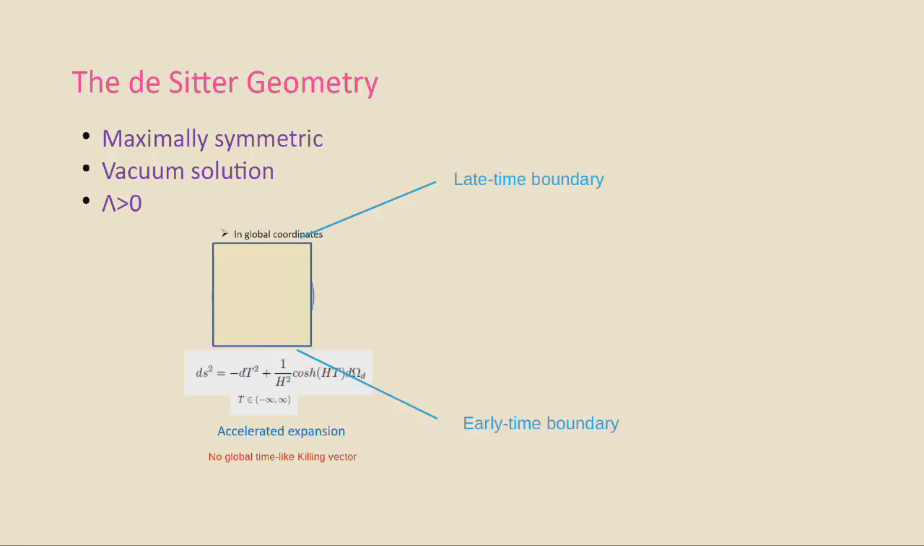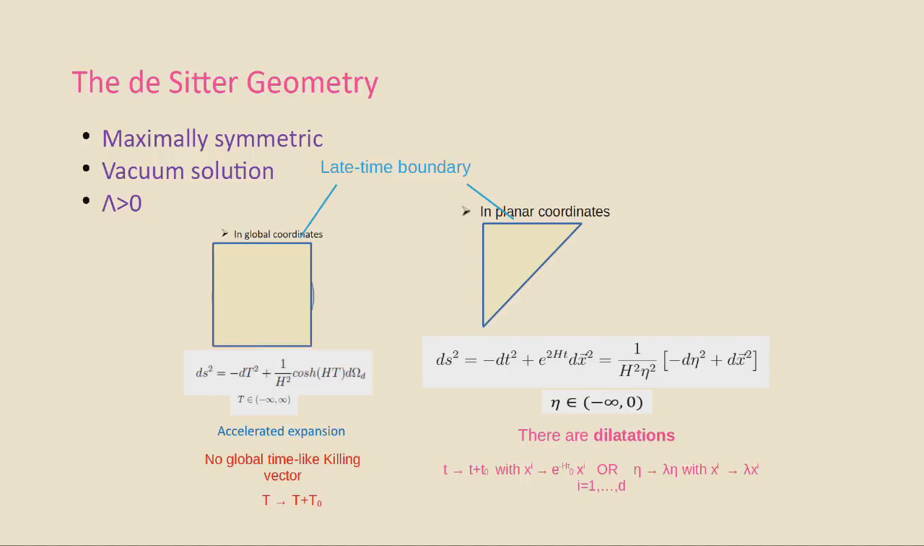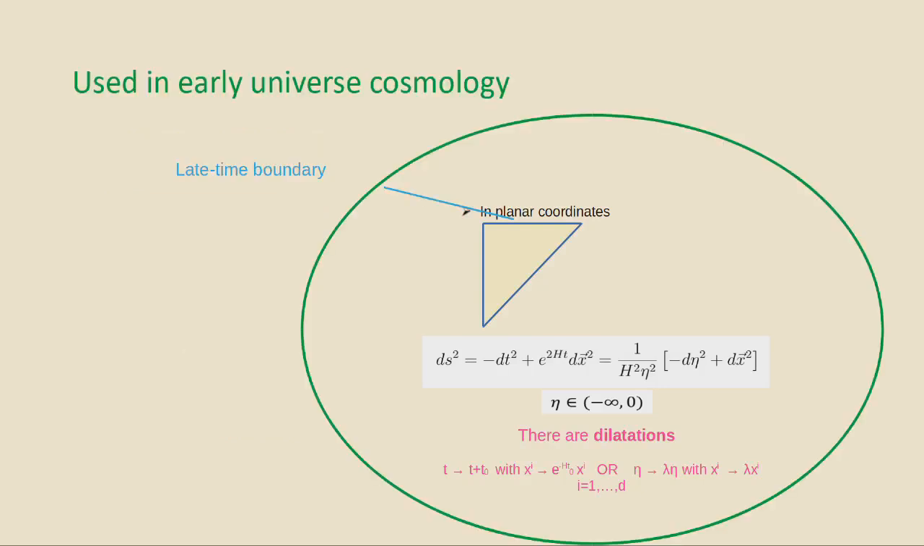Another set of coordinates that is of use in cosmology are planar patch coordinates. Here the metric looks as follows. In these coordinates you have full access to the late time boundary, but you just pick up a point from the early time boundary. Notice that there are no global time-like Killing vectors. If you consider time translations, your metric will not remain invariant. Instead, you have dilatations, which are what the time translations are being replaced with. So we will focus on this part of de Sitter, and this is the one used in early universe cosmology.